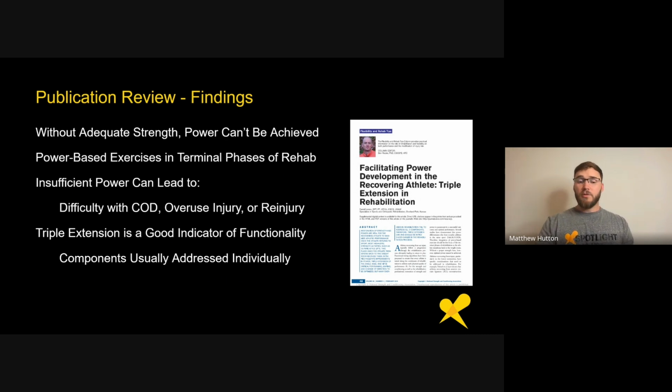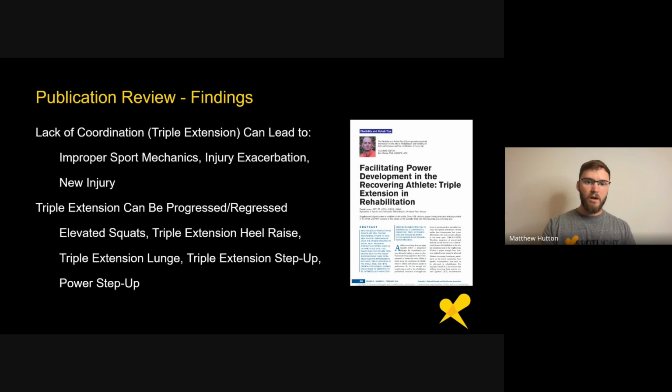So one of the arguments he was making is that triple extension is critical because it's such a good predictor of athletic function. So people should be paying more attention to getting the hip, ankle, and knee all in symmetry with good coordination. Again, the lack of coordination of the triple extension, he was saying, can lead to improper sport mechanics, which could then cause increased pain of the current injury or a new injury.